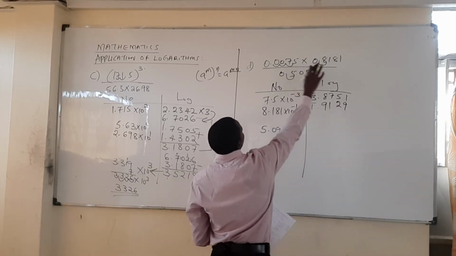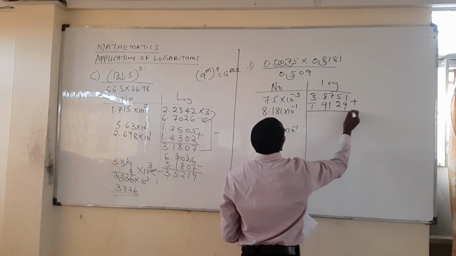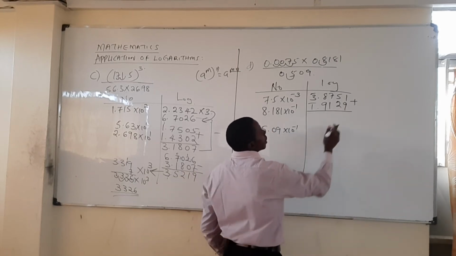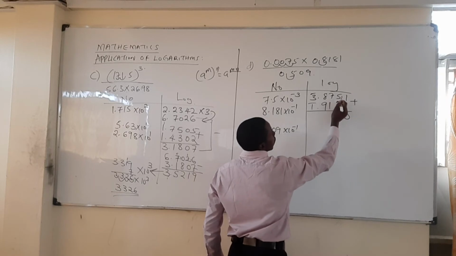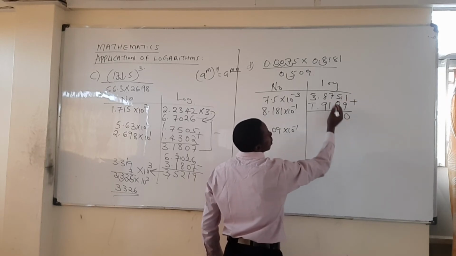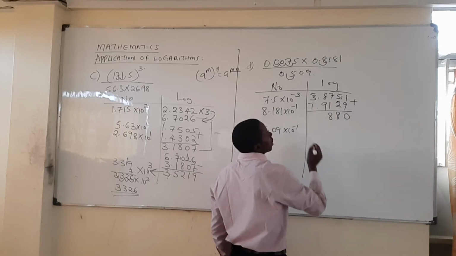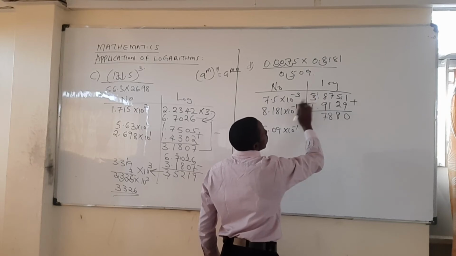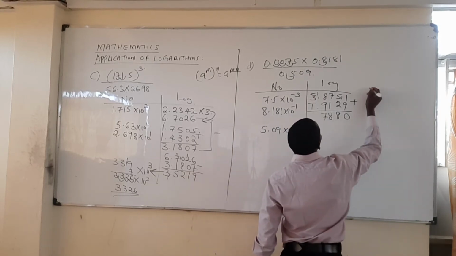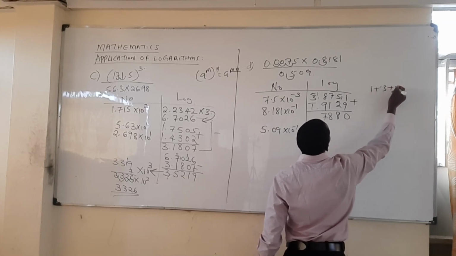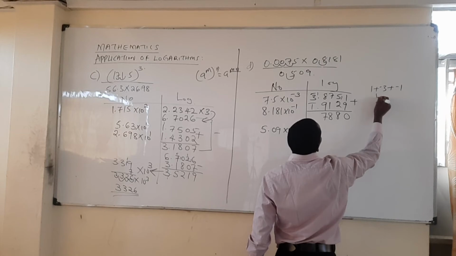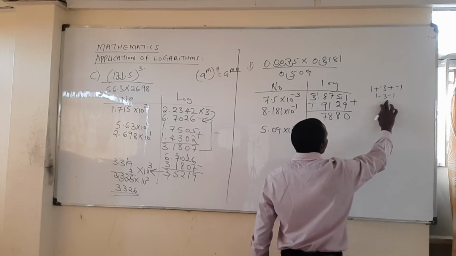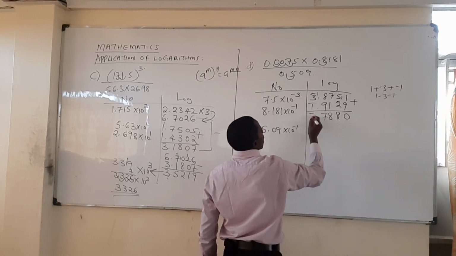So for the numerator, we are adding the two, because when you're multiplying the numbers, we add the powers or the logs. Get 9 plus 1, 10; 5 plus 1, 6, plus 2, 8; 7 plus 1, 8; and then 9 plus 8, 17, carry 1. So 1 plus bar 3 plus bar 1: 1 minus 3 minus 1. 1 minus 3 is minus 2, minus 2 minus 1 gets minus 3.